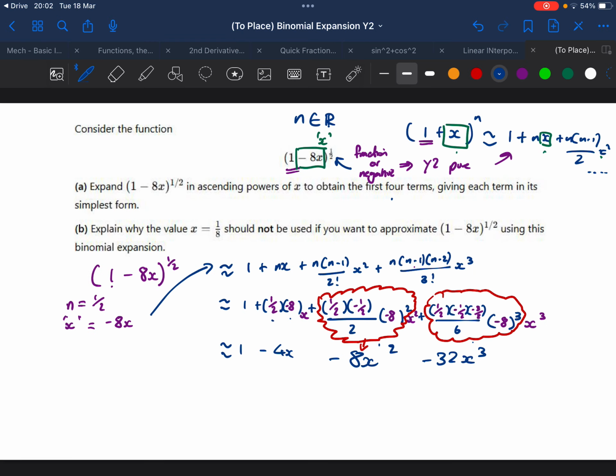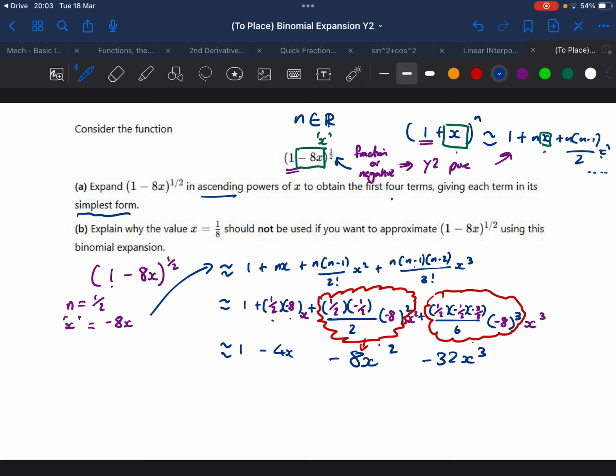So that is writing it in ascending powers. That means going up, to give the first 4 terms in simplest form. Again, simplest form is achieved by using the calculator the vast majority of the time. So that's the main question really, and that's about 3 or 4 marks. If you practice that, you can do that very, very quickly.